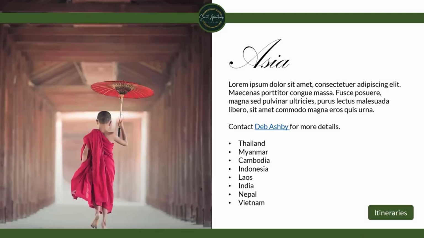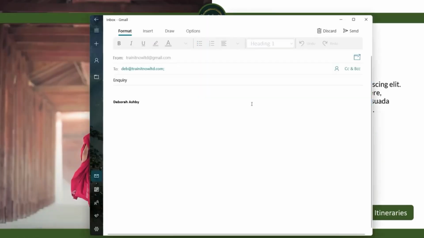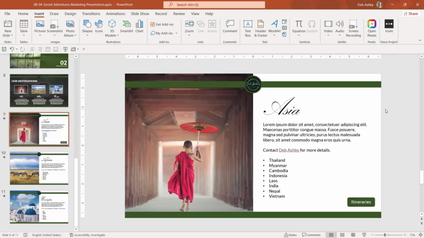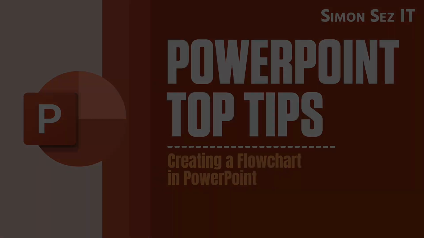So if we run the slideshow this time and click on my name, it's going to open up an email in my default email application with the criteria that I've specified. So it's going to me, and the subject line is inquiry. So that is how you can use hyperlinks in your PowerPoint presentations.